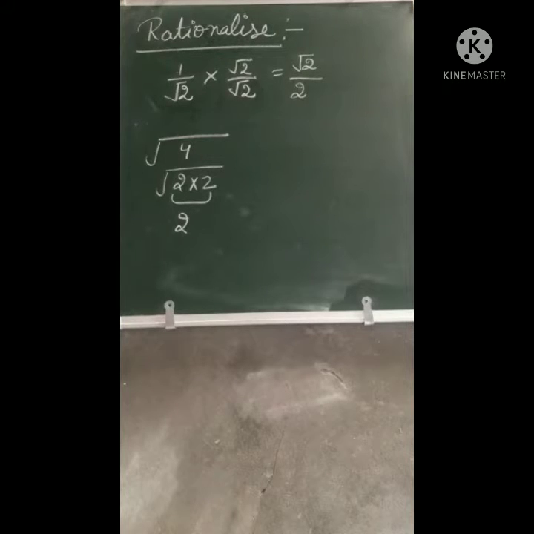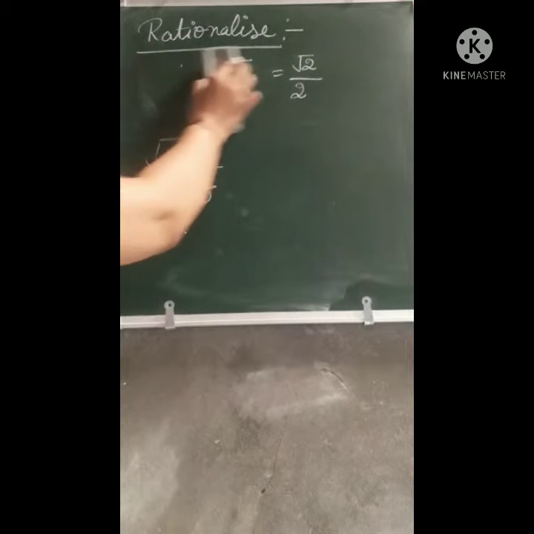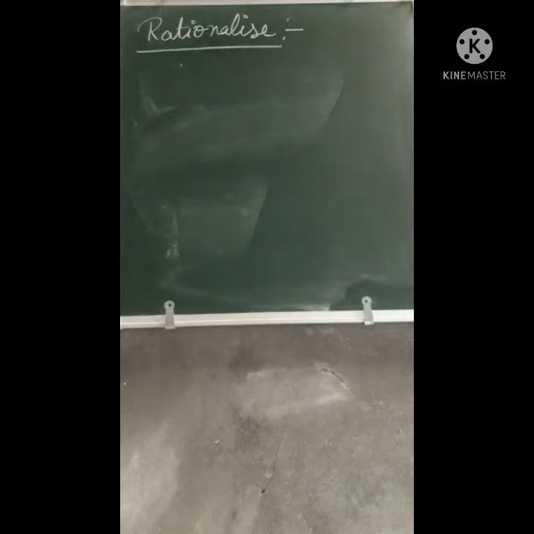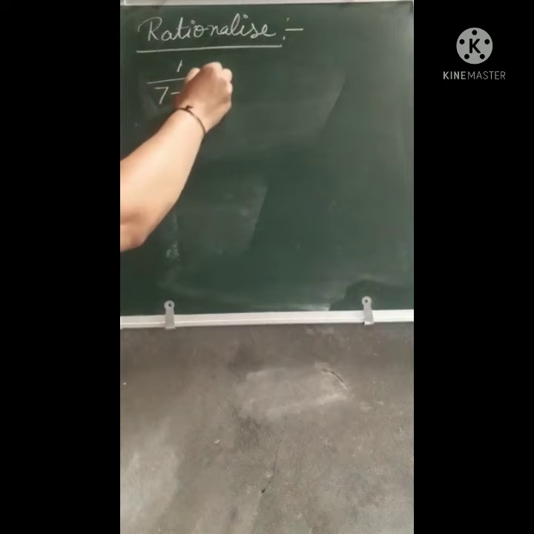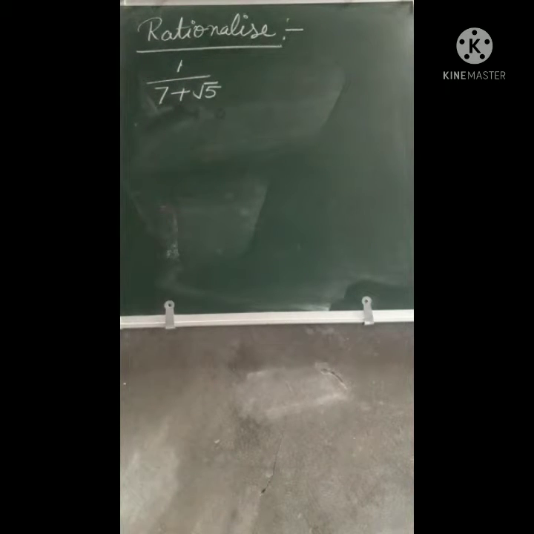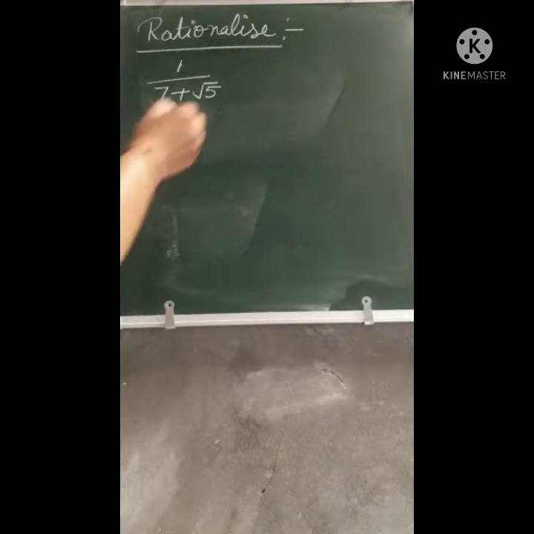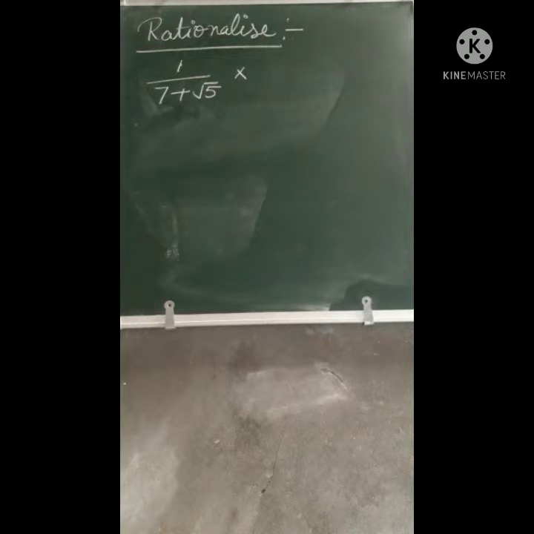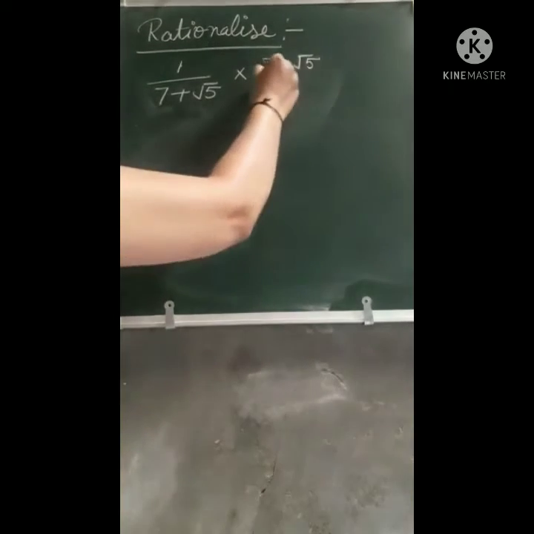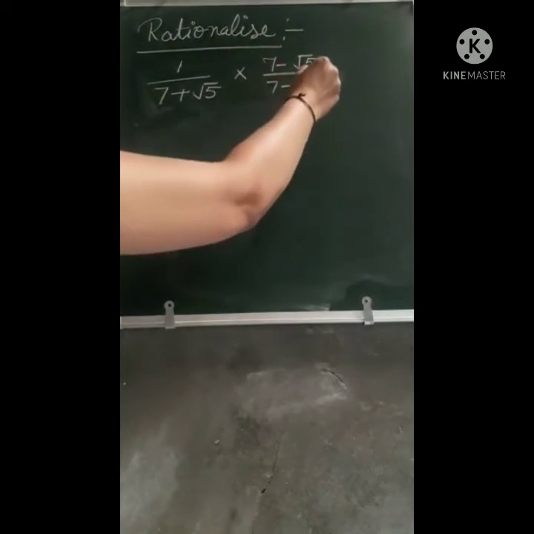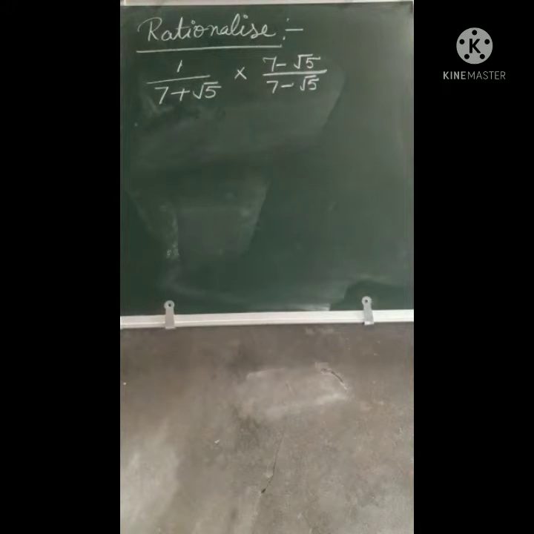But the main thing is that whenever there are two terms, like this one, 1 over 7 plus root 5, now we have to do it. As I told you, we have to multiply by the same number, but now we have two terms, so we have to multiply with the same number but a different sign. It means 7 minus under root 5 and 7 minus under root 5, multiplied in the numerator and the denominator.